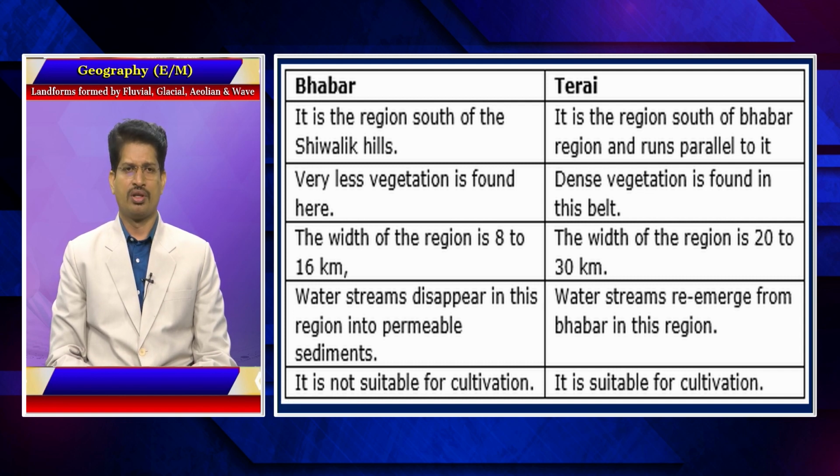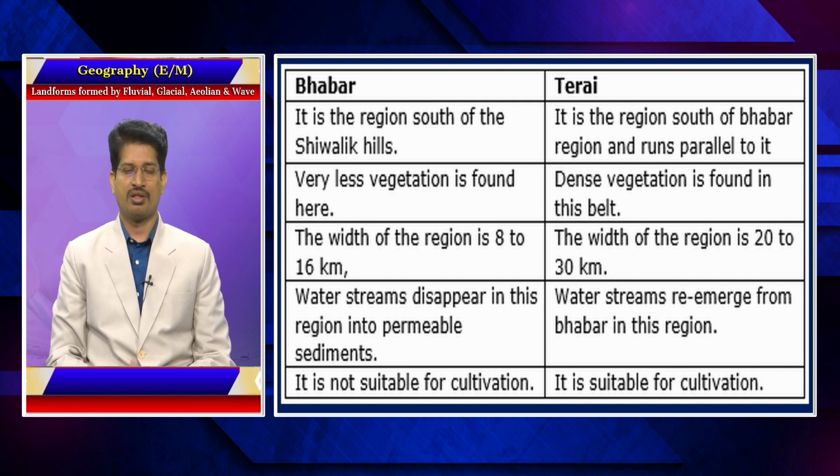Bhabar is the region south of the Shivalik Hills. Terai is the region south of Bhabar. Any kind of question can be formed. For example, in the second point, very less vegetation is found in Bhabar. Dense vegetation is found in the Terai region. The width of the Bhabar region is 8 to 16 kilometers, whereas the width is 20 to 30 kilometers in the case of Terai.